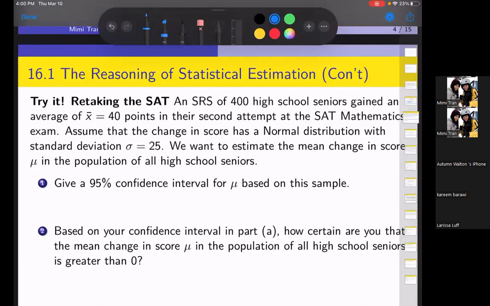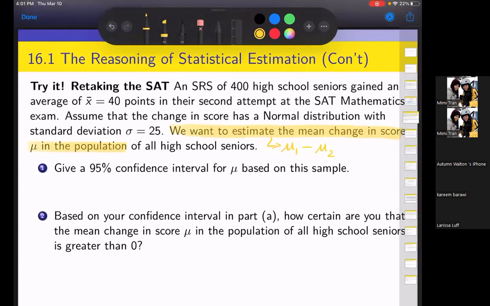When they say the mean change, the change in score, say Rami takes it the first time, and then you take it another time, right? And then you subtract the two. So that's the change in score. We want to estimate the mean change in score mu in the population of all high school seniors. So let me highlight something here. We need to understand the problem before we actually answer the question. If I call mu1 your first attempt taking the SAT, your first score, and mu2 your second attempt, the second score, mu1 minus mu2, I want to estimate that. All right, give a 95% confidence interval.